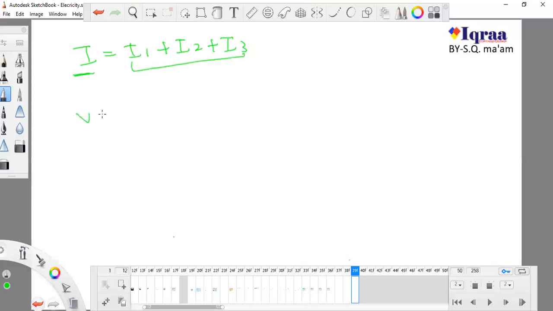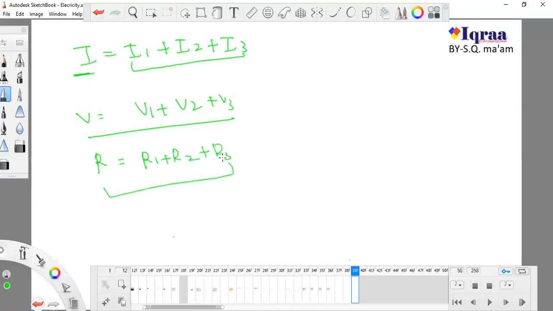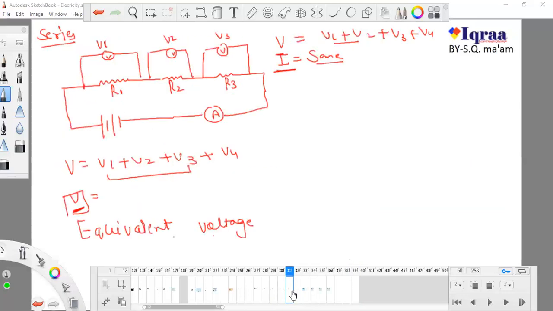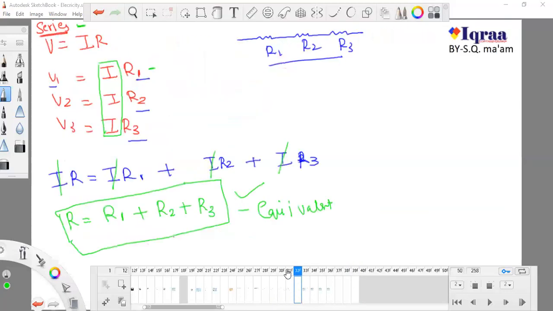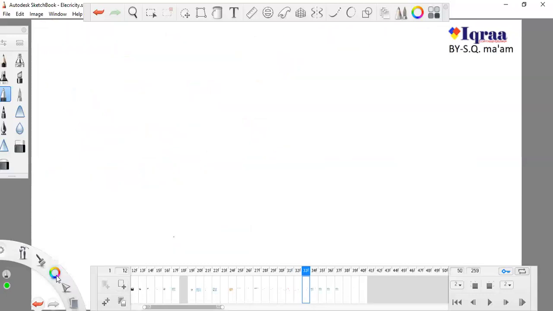If I have to find out V by using V1, V2 and V3, this is known as the equivalent value of V. And if I have to find out R by using R1 plus R2 plus R3, this is known as the equivalent value of resistance. Equivalent means equal. So in different types of circuits, we have to do different types of work. This is my answer to find resistance for series, and now I'm going to do it with parallel.